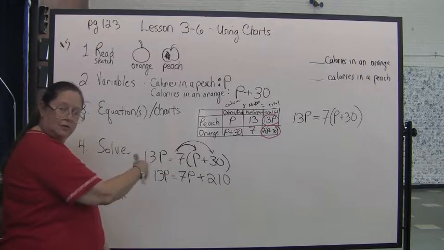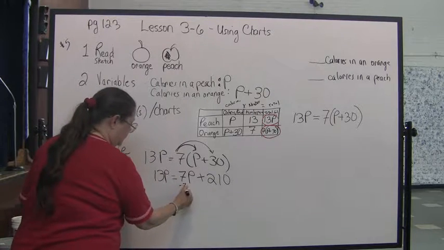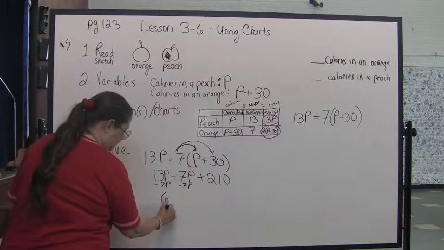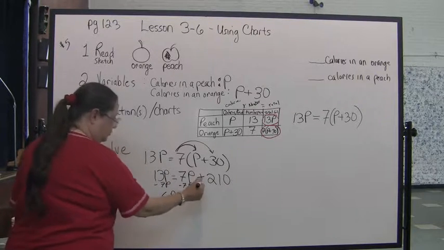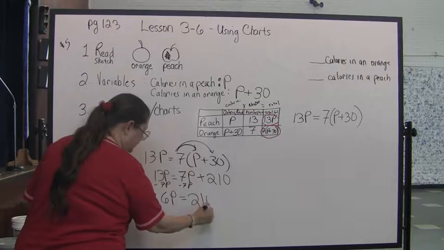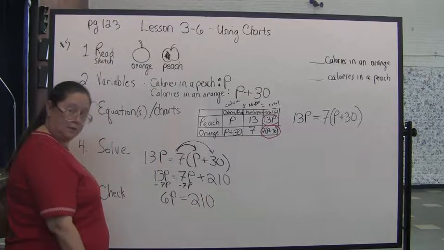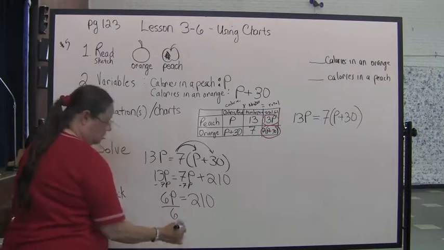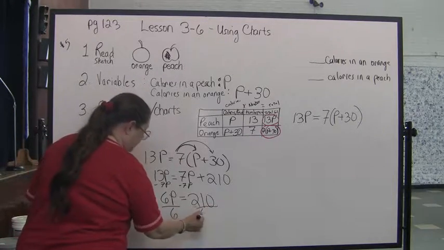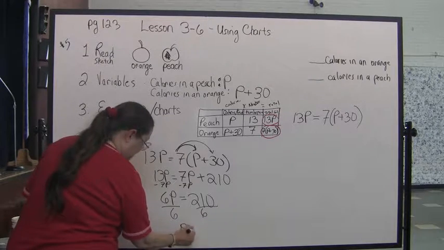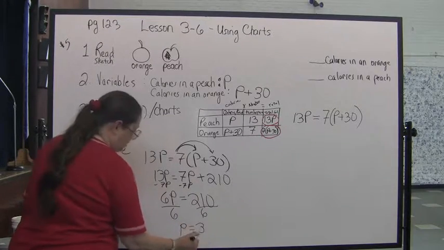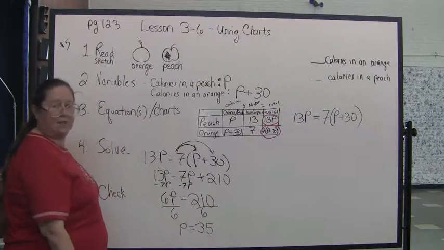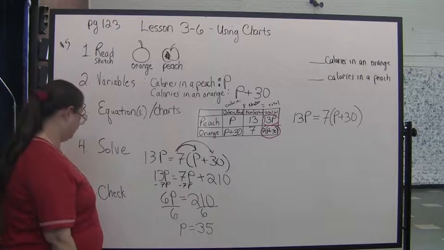I'm going to put all the peaches over on this side. So I'm going to subtract 7p here, subtract 7p here, and I get 6p is equal to 210. But I want to know what the calories in 1 peach is, not 6. So I have to divide by 6 to undo the multiply. And I get that 1 peach has 35 calories.